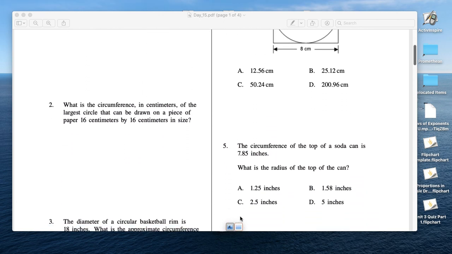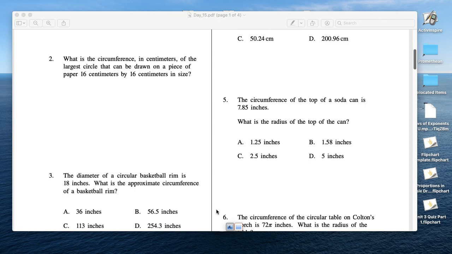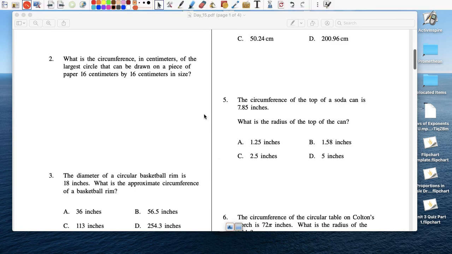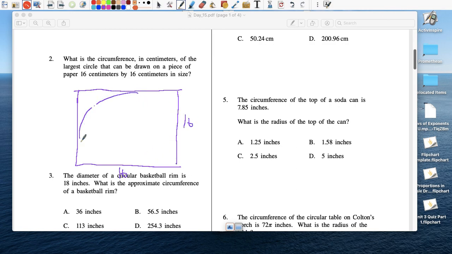2. What is the circumference in centimeters of the largest circle that can be drawn on a piece of paper 16 by 16 centimeters in size? Well, it's a square, right? Think about it. This measures 16, this measures 16, and you have to put a circle in here. So that means the radius is 8. The diameter is 16, but the radius is 8. And we want the circumference, right? Again, radius is 8, diameter is 16.